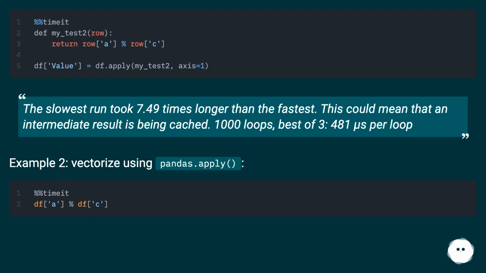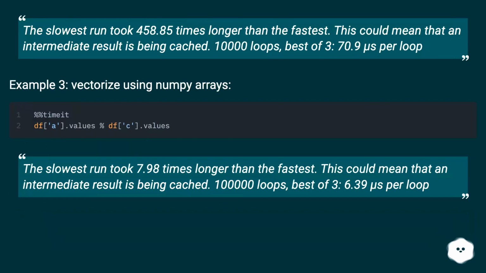Example 2, vectorize using pandas.apply. The slowest run took 458.85 times longer than the fastest. This could mean that an intermediate result is being cached. 10000 loops, best of 3, 70.9 microseconds per loop.